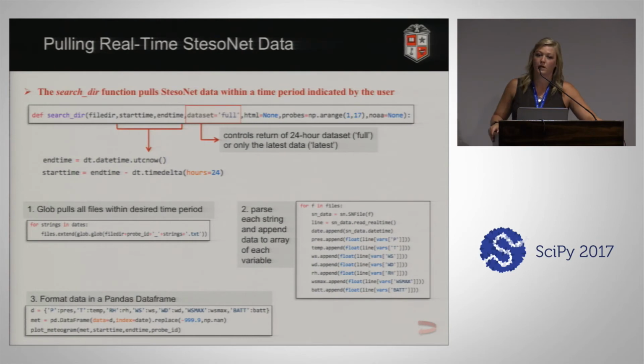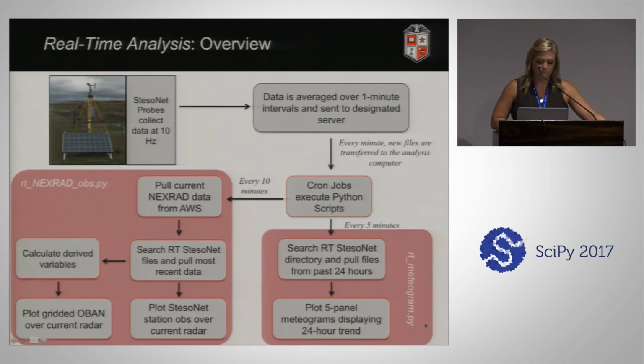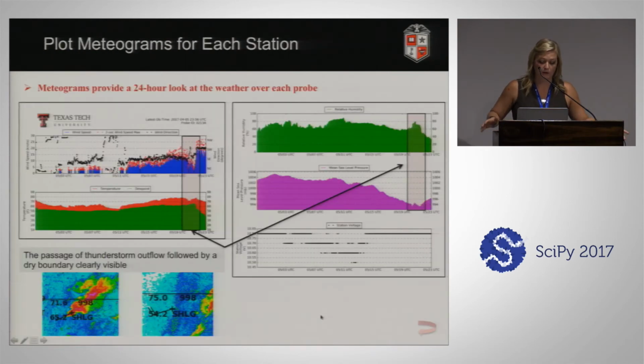So we had a pandas data frame containing all 16 probes, containing 24 hours worth of data at each probe. And that made it really easy to plot our meteograms. So then we plotted our 5-panel meteograms. What are meteograms? Well, here they are.